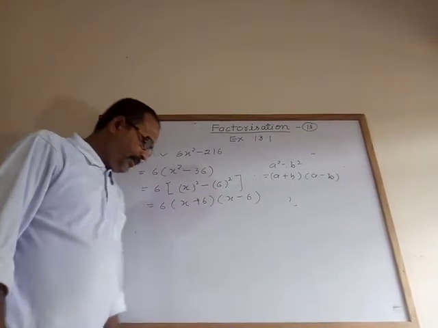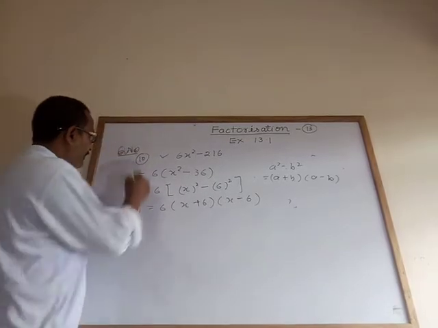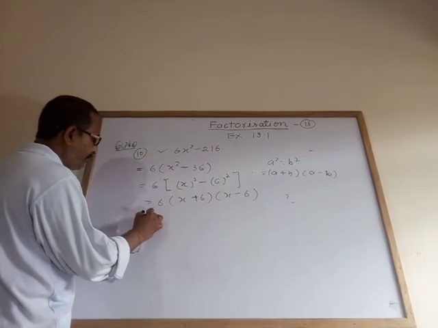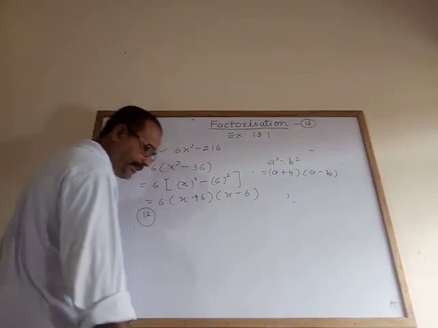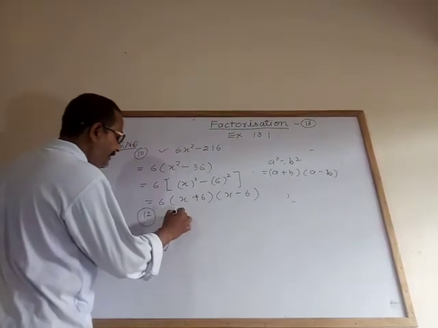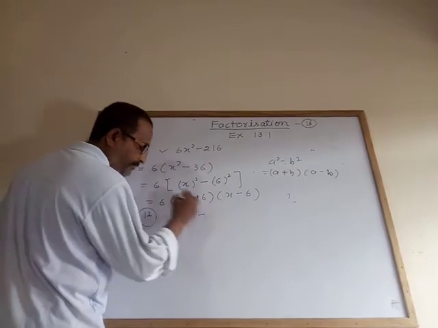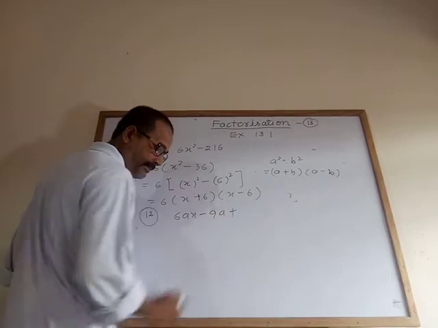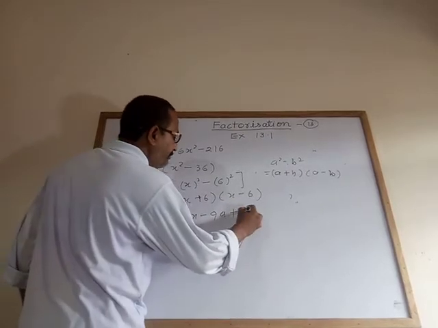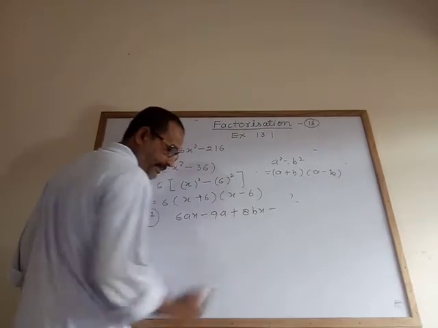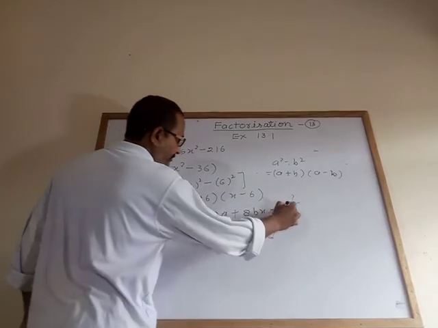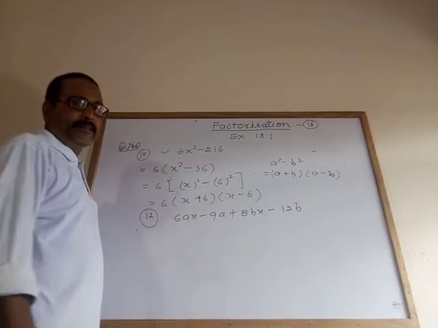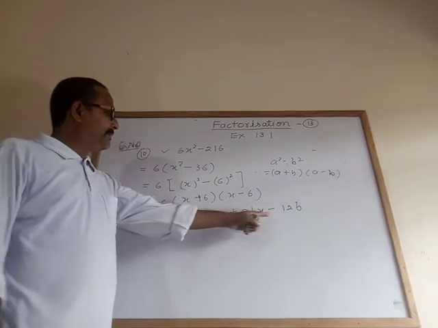Now question number 10, 11, 12. 12, that is given 6ax minus 9a plus 8bx minus 12b. Factorization by grouping the terms.